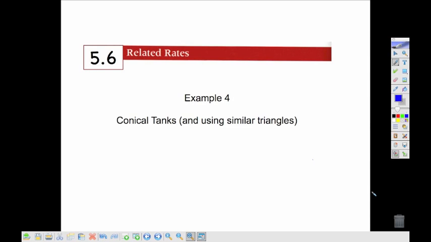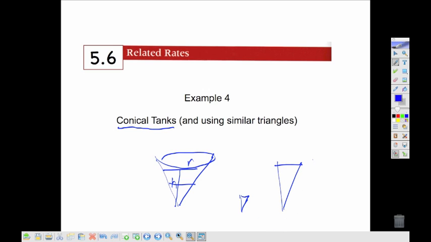In example 4, we're going to be looking at a related rate problem that deals with conical tanks. And part of using cones is that when we're filling or draining water from a cone, all of these are going to be based on similar triangles. And so there's going to be a ratio between our radius and our height that's going to be true for the whole triangle, or for any cross-section of this, we're going to have a similar triangle.